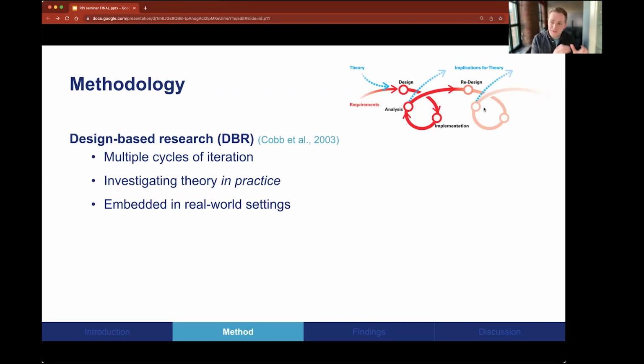It's also looking at embedding theory in practice, so putting it into the hands of teachers and saying, well, how did you get on with that? Was it feasible? Did it work? And embedded in real world settings. So it's not a clinical setting.